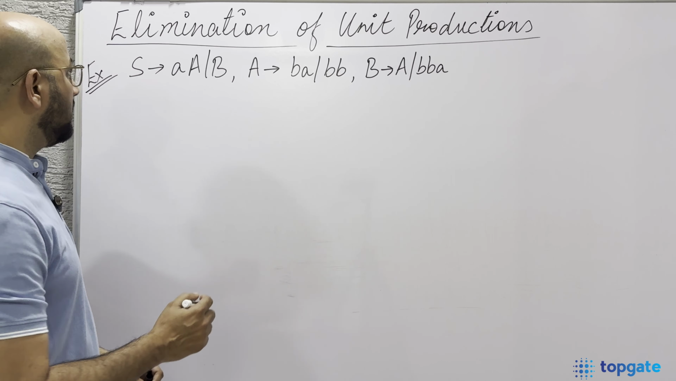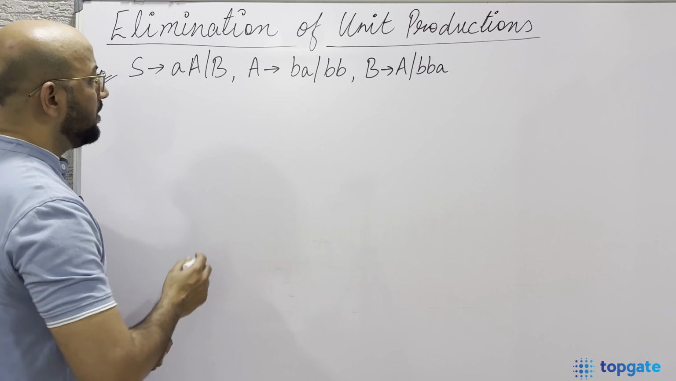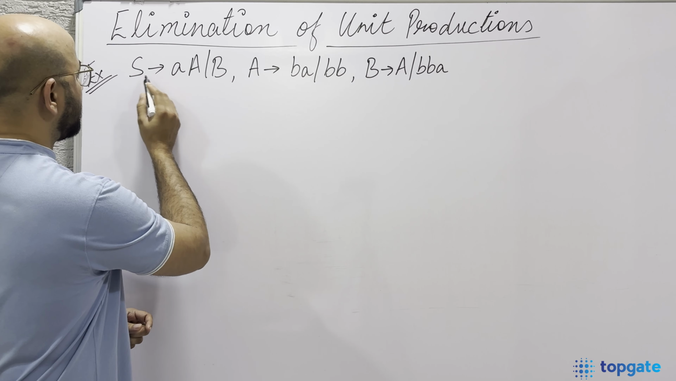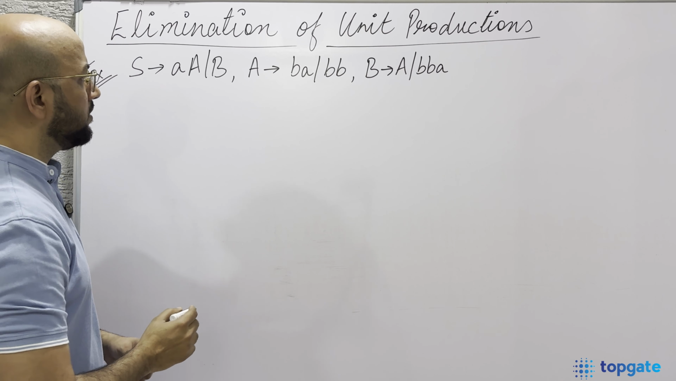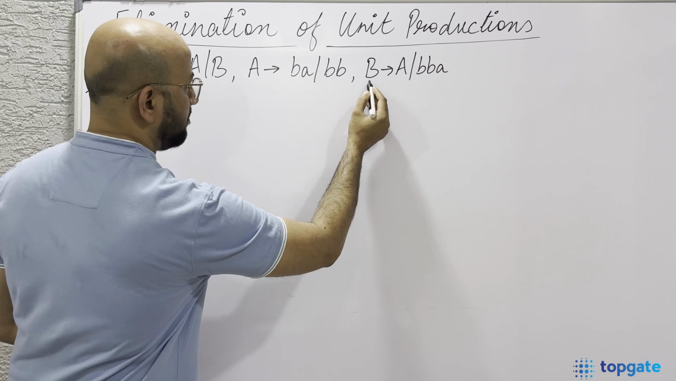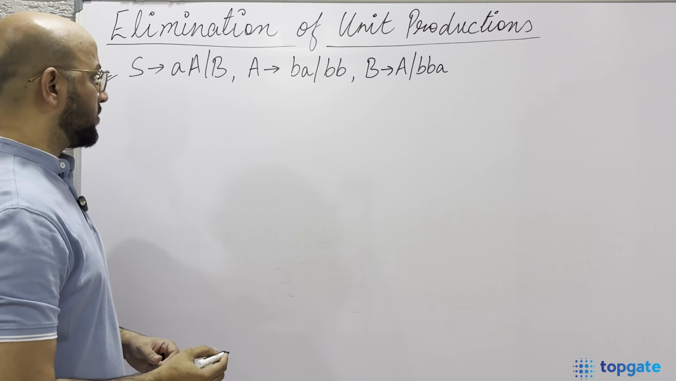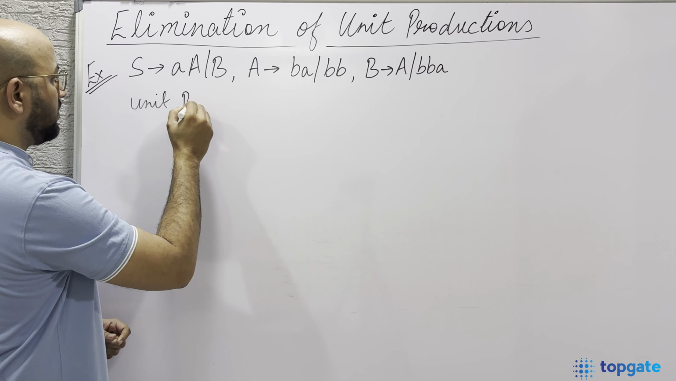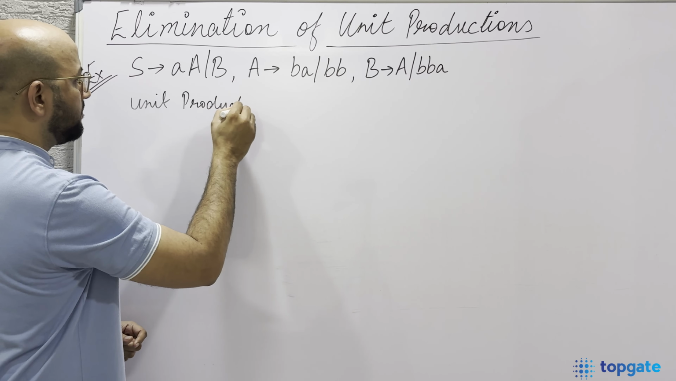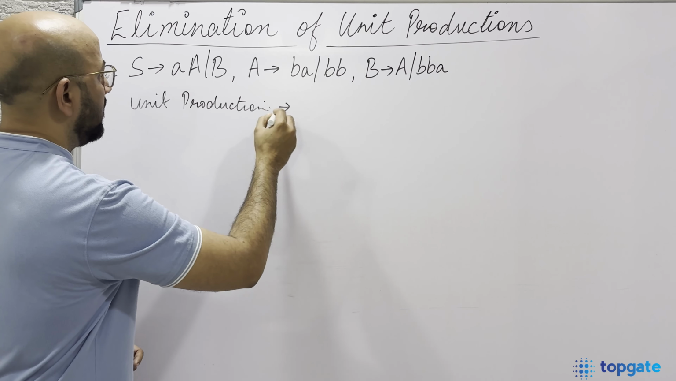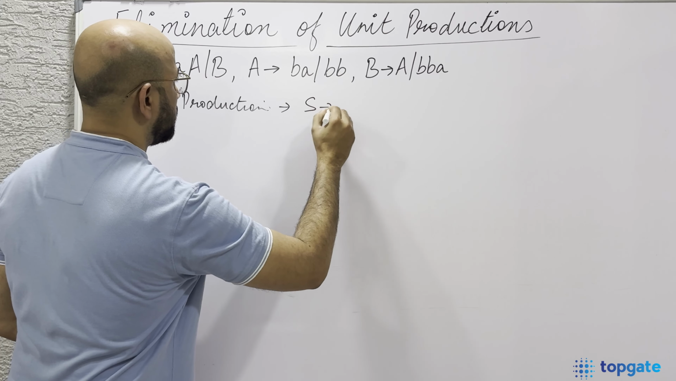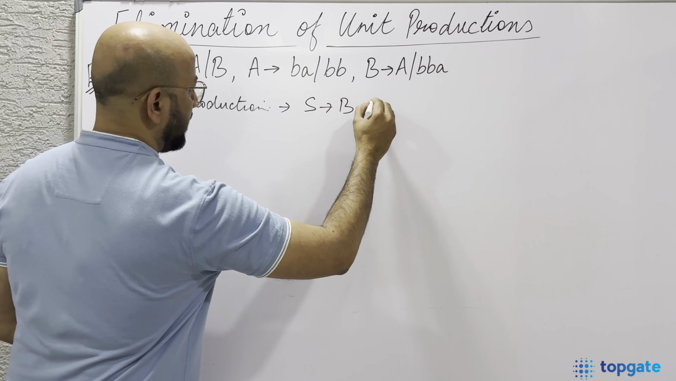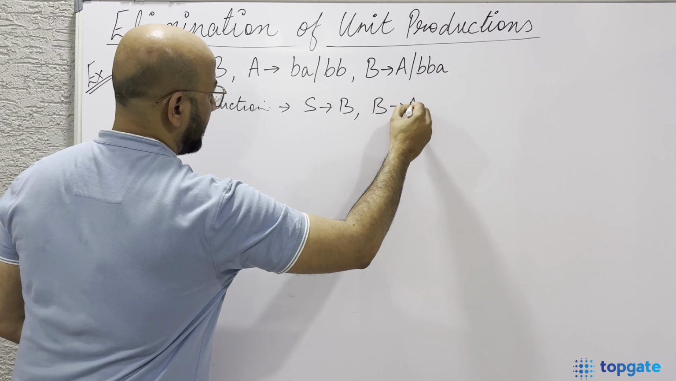Let's take one more example. So here we have this context-free grammar, and in this one, if you analyze closely, you can see that we have S tends to B as a unit production, and then you can see that we have B tends to A as a unit production. So the unit productions that I have in this context-free grammar are, I'll just write it down here. We have S tends to B, this one, and then we have B tends to A. Okay.